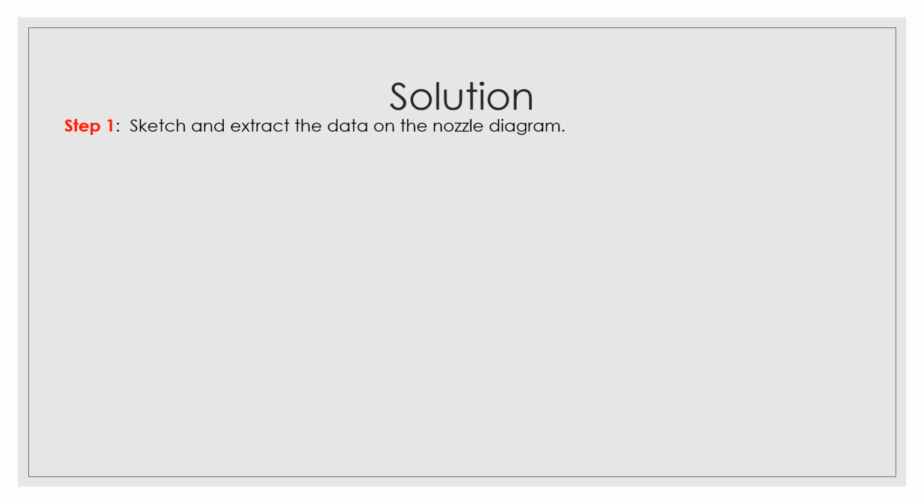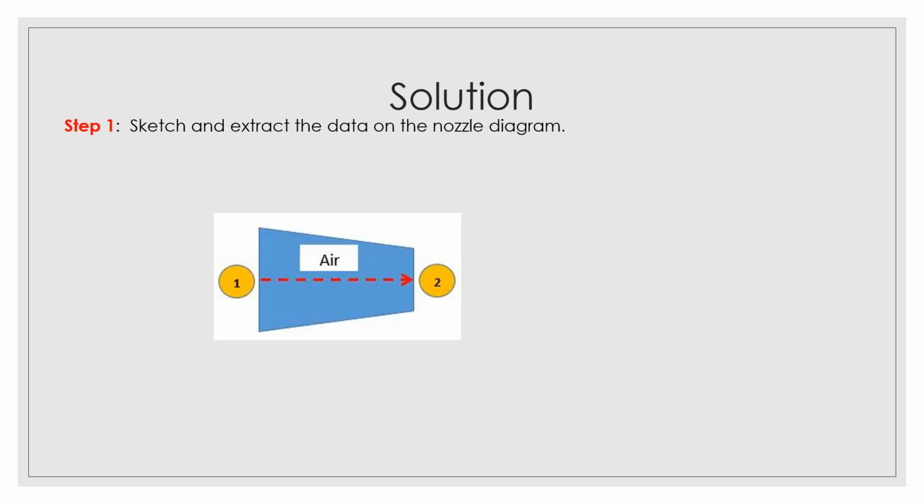Step 1, sketch and extract the data on the nozzle diagram. This is the sketching data for the nozzle. So air refers to the properties entering the system. 1 refers to the enter or in. 2 refers to the leaving or exit.